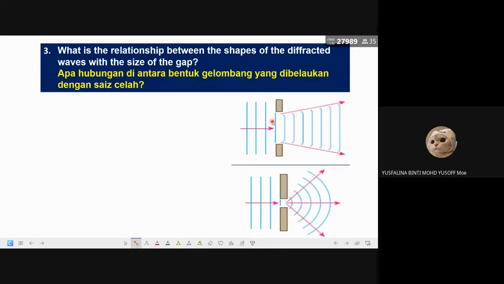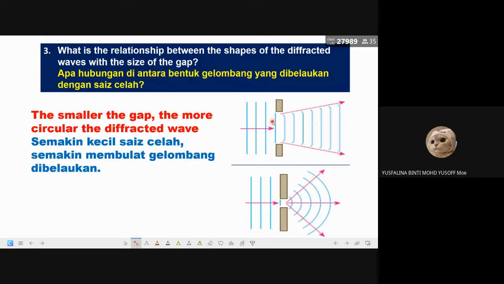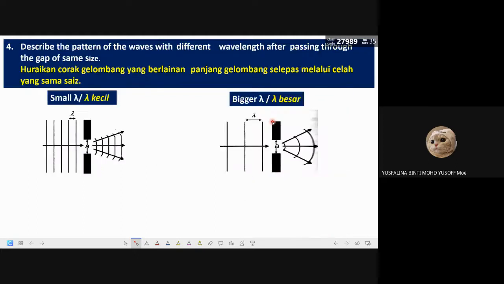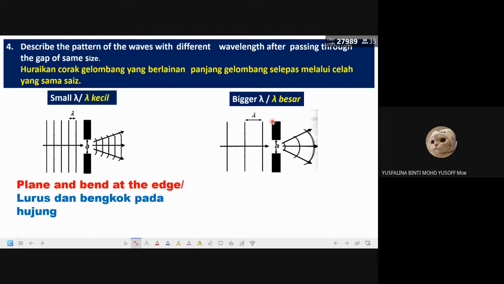What is the relationship between the shape of the diffracted wave and the size of the gap? The smaller the gap, the more circular the diffracted wave, which means the effect of diffraction will become more obvious. Here this is the gap, we use a small gap. Sorry, this one is actually about the wavelength, so we study the wavelength.